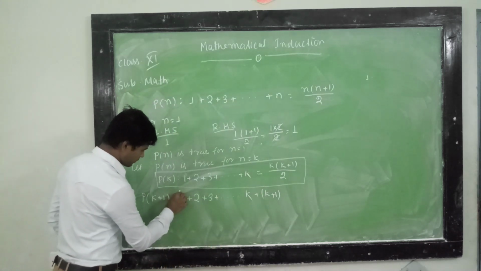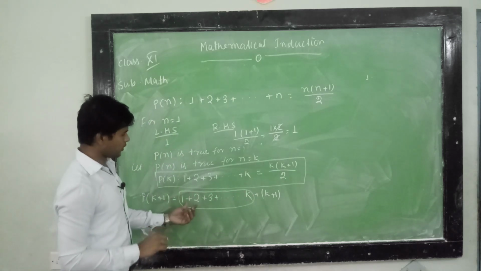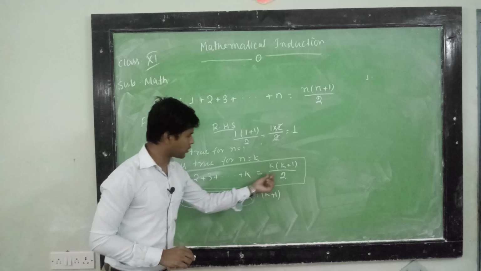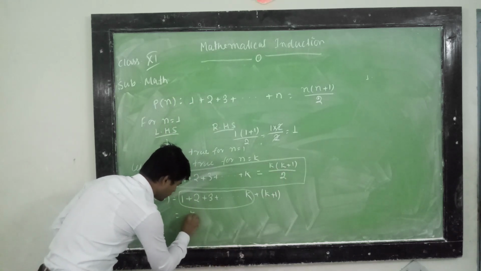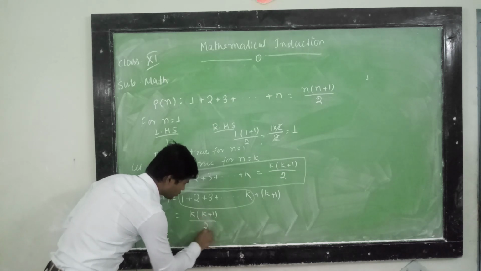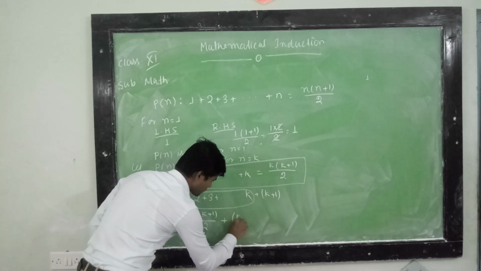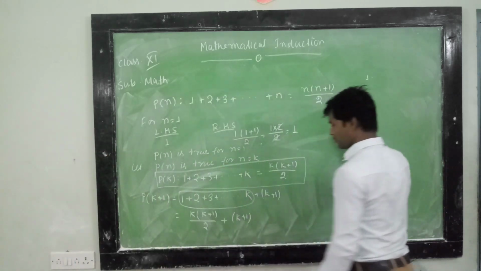Now see this term, the value of this portion is known, which is equal to k into k plus 1 by 2. So put the value k into k plus 1 by 2 plus k plus 1. Clear? Now I'm using this portion.